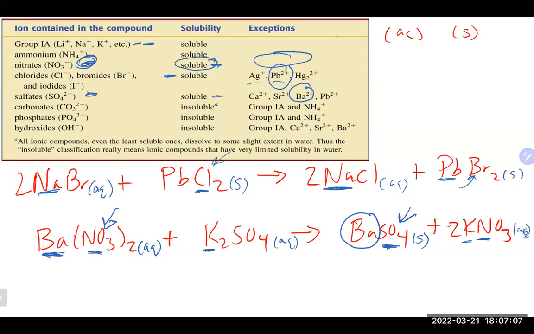Any questions on how to use solubility rules to figure out what would be the solid? You should be familiar with the solubility rules. They probably will be provided for you. But common ones like group 1 and nitrates, you should have some familiarity with. They're typically soluble in everything, and they do pop up a lot. Any questions on that?